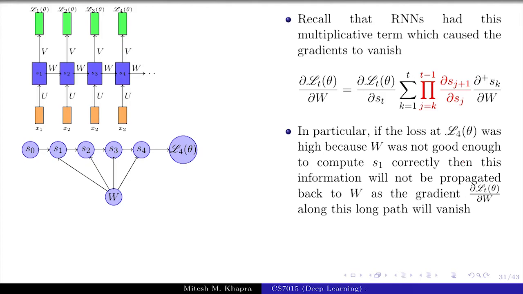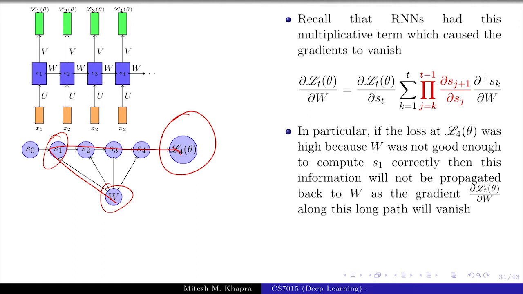Now in particular, what was happening here is the following: you have this loss at time step t, here the time step is 4. Now what if this loss or this error occurred because W was not good enough to compute a good value for S1? So W was at a certain configuration, based on that you computed S1, and that S1 was not good enough, which eventually led to the error at time step 4. You can imagine the situation where you're not being able to do something well at S1. Now this needs to be told to W so that it can improve, right? And that information has to come through S1.